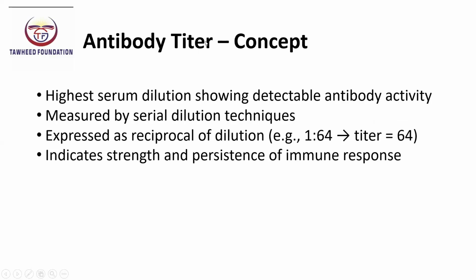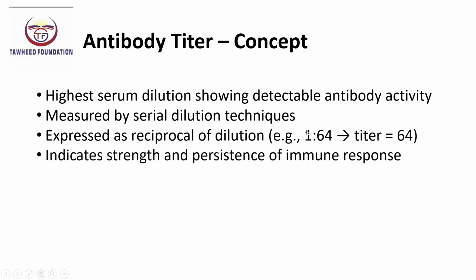Next is antibody titer concept. Antibody titer is a measure of the concentration or strength of antibodies present in a patient's serum. It is determined by a process called serial dilution, where the serum is progressively diluted and tested until the antibody activity is no longer detectable. The highest dilution that still shows a visible or measurable reaction is considered the titer.